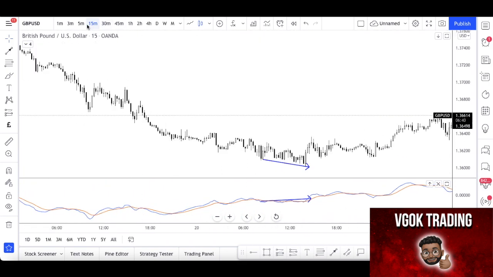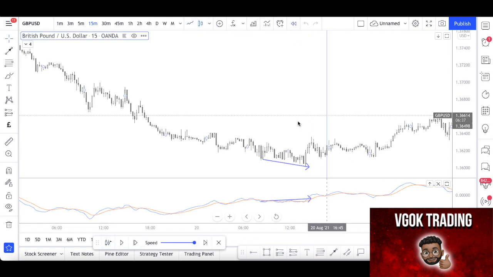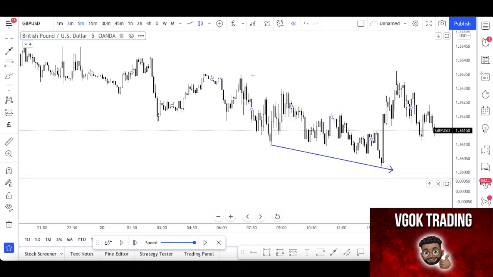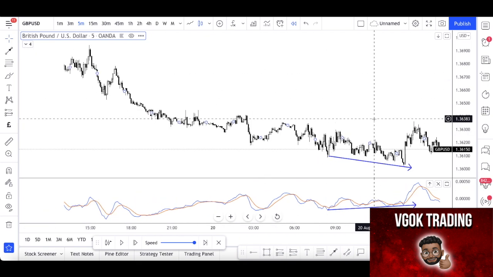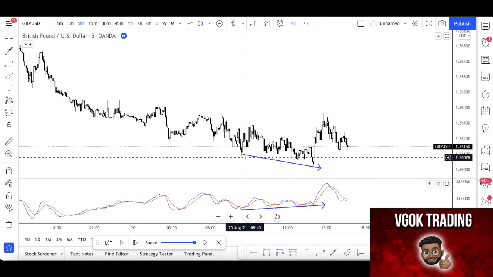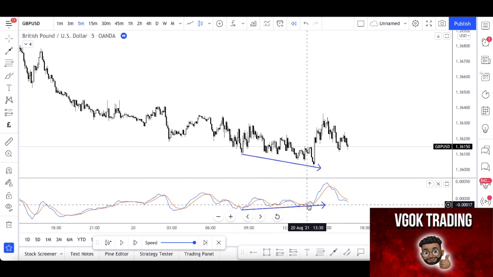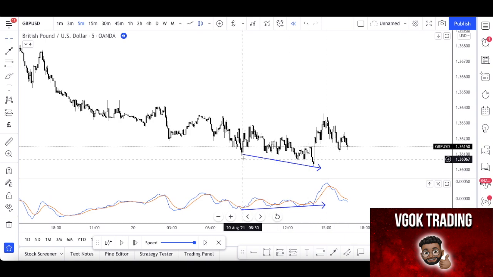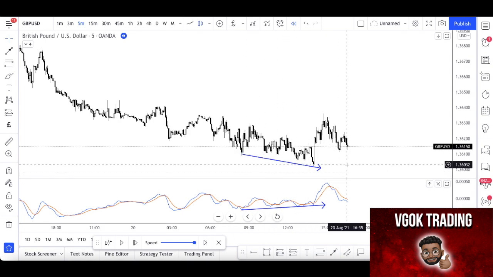Now on this one, let's just switch it up to the 5-minute time frame. I think it'll be easier to see on there. And there we go. Now in this scenario, we've got the opposite. We've got an example of a convergence. Here we've got the market making lower lows, but the oscillator, the MACD, is making higher lows. The lines are moving towards each other, and as you can see, they're converging, and when we see convergence, we expect to see bullish price action.